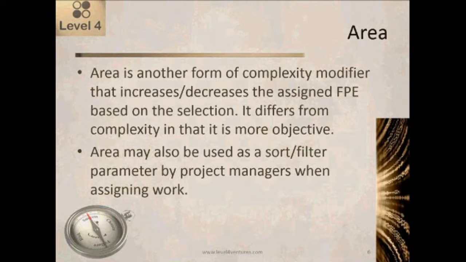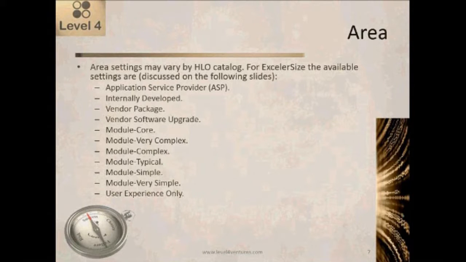Area is also useful because a lot of times it will be used as a sort or a filter parameter by project managers when assigning work. For example, they may want to break the work down by module because different teams are working on each different module area. The area settings may vary by HLO catalog, but for the ExcelerSize catalog, the available settings are as below, and I'm going to discuss each of those on the following slides.